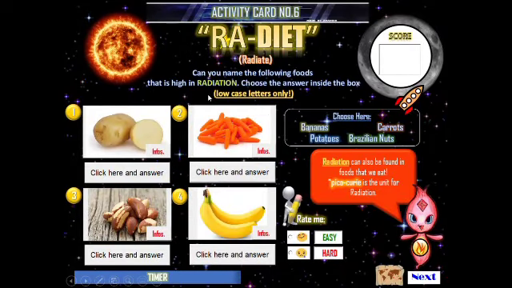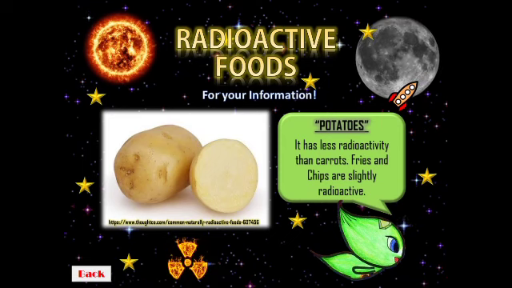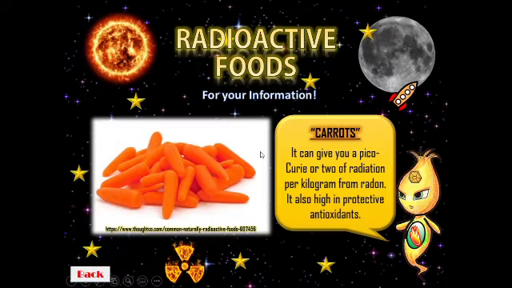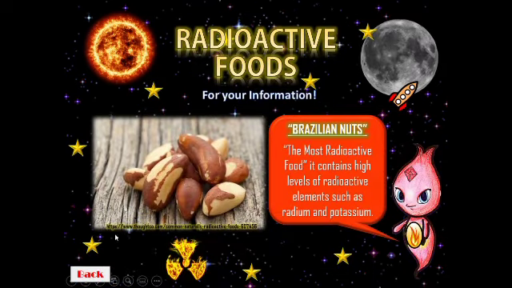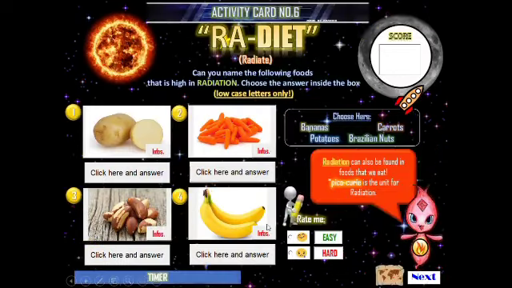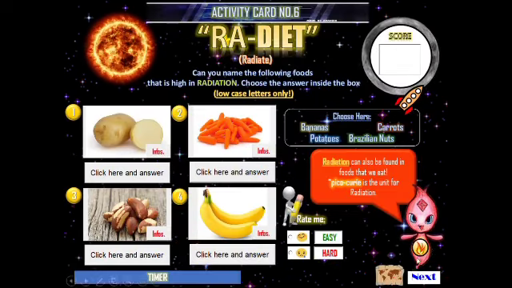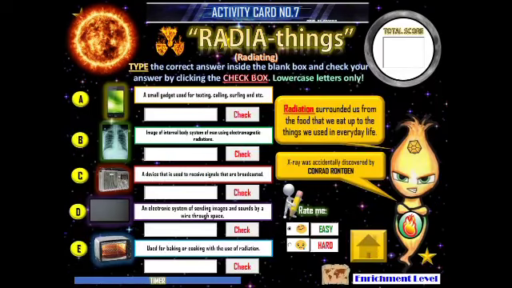Then we have activity card number 6. You can put something else. Here, I have some radioactive food. So I put some information. When you click the info, there you go. It gives you the information about the food before you answer the questions given. Here are the different pieces of information about these radioactive foods. When you're done, you can now click and then answer the questions below. In each picture, there's a click here and answer.